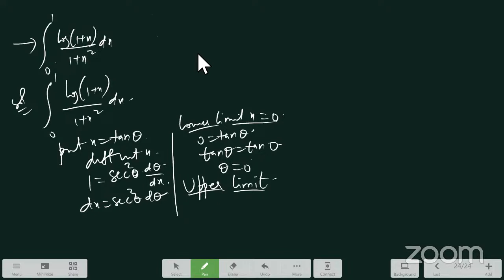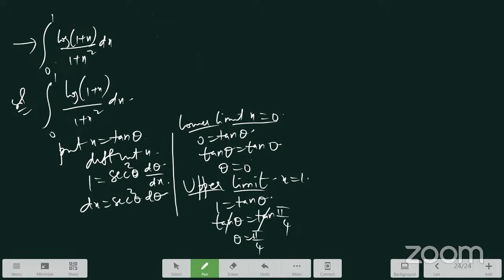Now, what is your upper limit? x equal to 1 means 1 equal to tan theta. Then tan theta equal to 1, I can write it as tan pi by 4. Theta is equal to pi by 4. See, I changed the limits also.